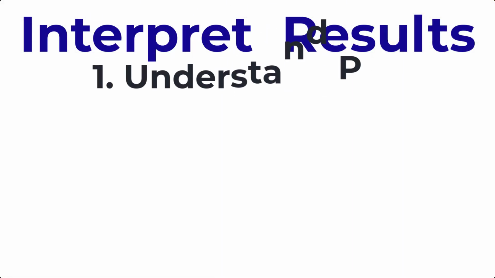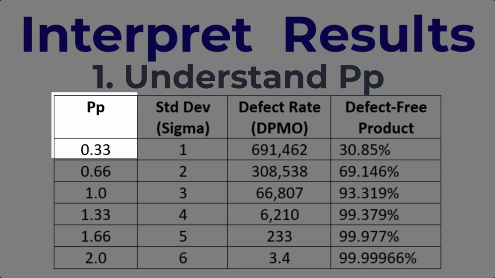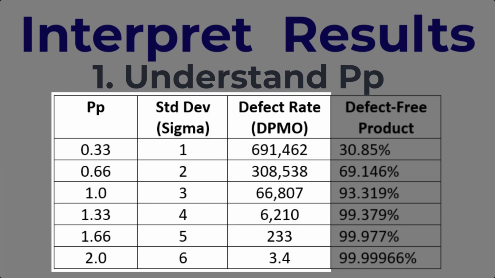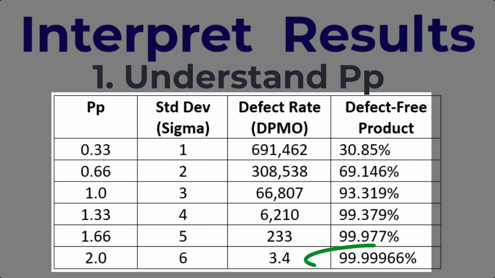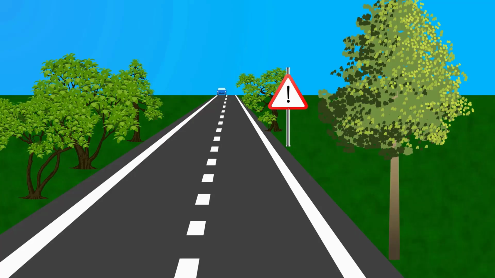First, let's understand PP because it reflects the process variation as compared to the product specs. The greater the PP, the greater the process sigma level, and the lower the defect rate. And you can see at a 6 sigma process level, the PP is 2.0, and the defect rate is 3.4 units per million. And that represents 99.99966% defect-free product. However, if PP is less than 1.33, then you're at risk of sliding off the process road into defect land.